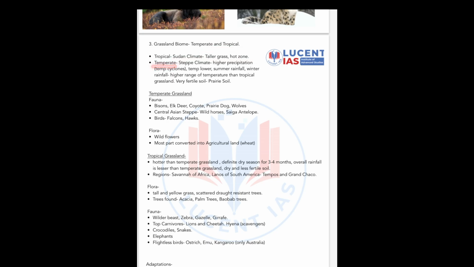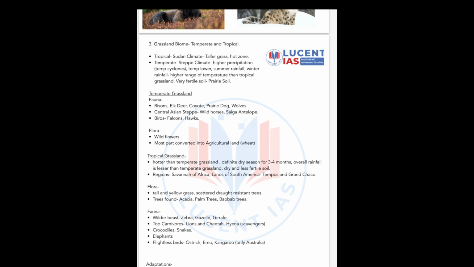And temperate grassland has a steeper climate, higher precipitation and lower temperature. In the summer there is rainfall, and in winter also there is a high range of rainfall. The range of temperature, that is the difference between summer and winter, is usually very high compared to tropical grassland. Moreover, in the temperate grassland very fertile soil is found. There is the prairie soil. And mainly in the US and Canada, this temperate grassland is used for agriculture, mainly wheat.